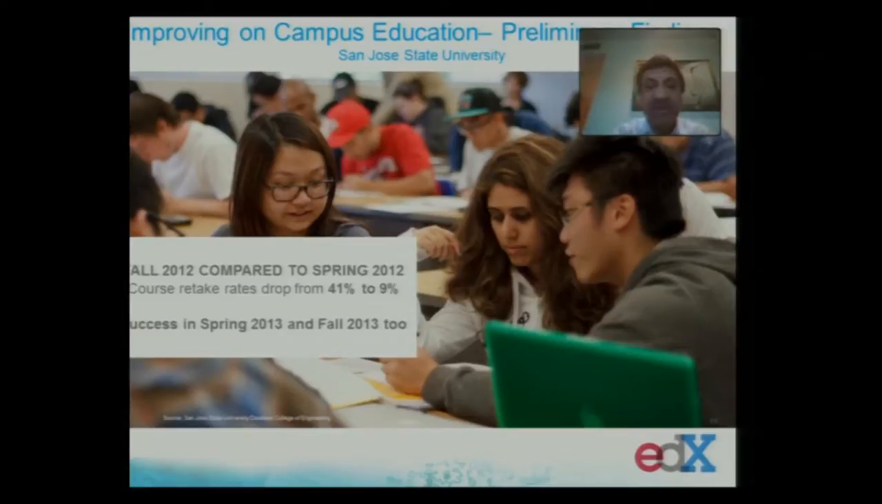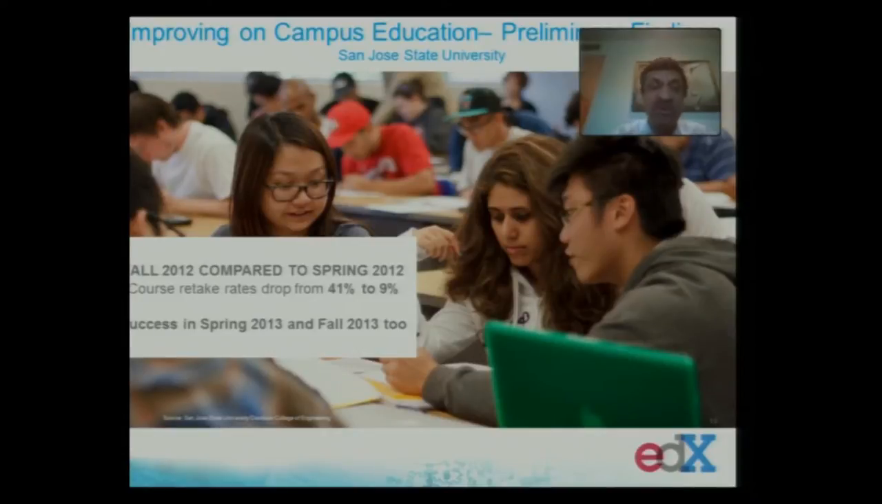Traditionally, this course had a 40 to 41% failure rate at San Jose. And in this experimental course, where students were randomly selected into this class, the failure rate fell down to 9%. And then San Jose State repeated the experiment again in spring of 2013, and then again in fall of 2013, three times with very good results. And now this experiment is being conducted with edX in a partnership across the entire California State University system in about half a dozen campuses.